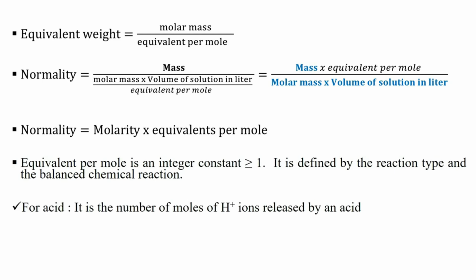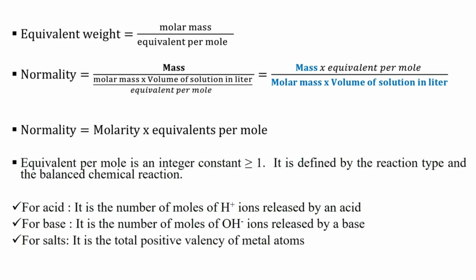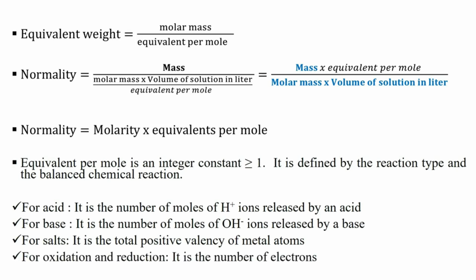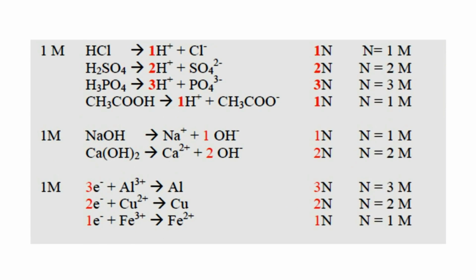For an acid, it is the number of moles of proton ion released by the acid. When you have an acid, you check the dissociation of the acid. This equivalent per mole is the number of protons released. For a base, it is the number of moles of hydroxide released by the base. For a salt, it is the total positive valence of metal atoms. You check the valence of the total metal atoms there. That will be your equivalent per mole for a salt. For oxidation and reduction, it is the number of electrons. So let's see different examples concerning this equivalent per mole.